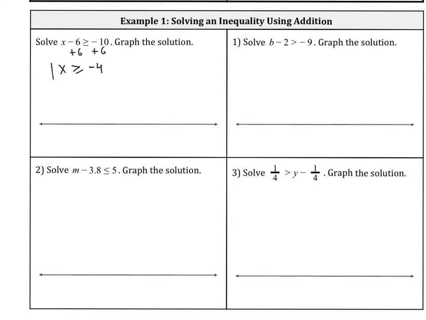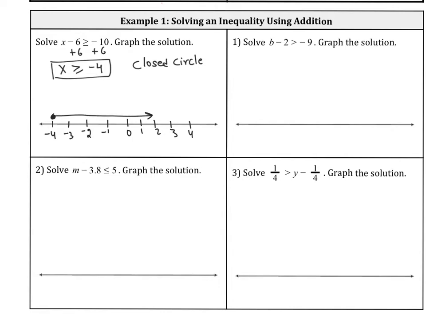If it is a greater than or equal to sign, then you're going to use a closed circle. So this is our number line, and when it says greater than, you make a closed circle and go to the greater side. So that would be the graph of x greater than or equal to negative 4.